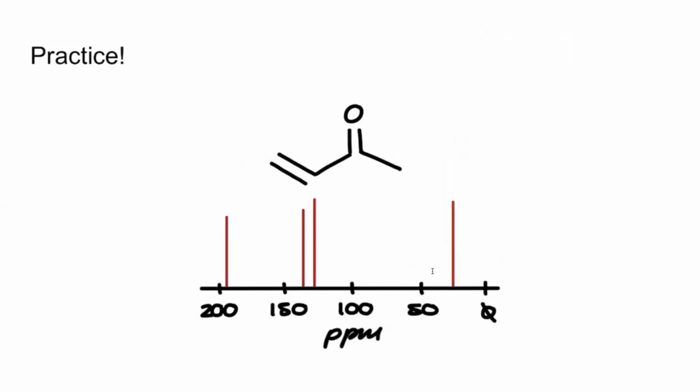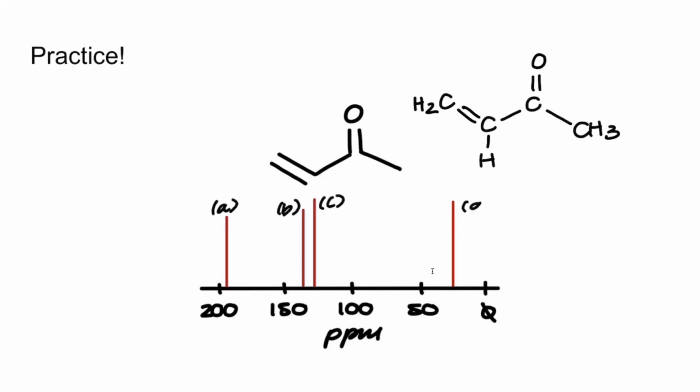So now this structure is a little bit funky looking, so I will draw it out real quick. H2C double bond C. It's going to look something like this. And so once again, we can look at our signals, try to determine approximately where they are. I'm going to label it A, B, C, and D.